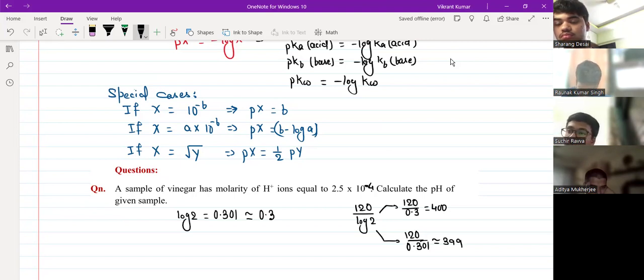मान लो 400 और 399 दोनों दे देता option, then 399 is more closer to the right answer, है ना. That's why we need to report that. और इस बार तो जैसा मैंने बताया, there was a question, ये इस चैप्टर का नहीं था, kinetics का था, but it was having 120 by log 2 as the ultimate answer. Finally ये आ रहा था. उसके बाद you have to report the nearest integer.